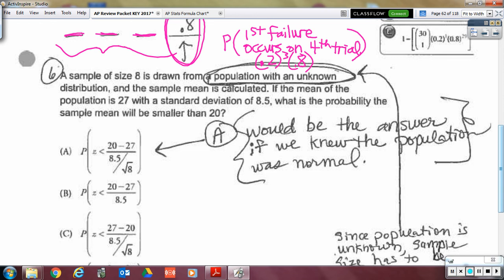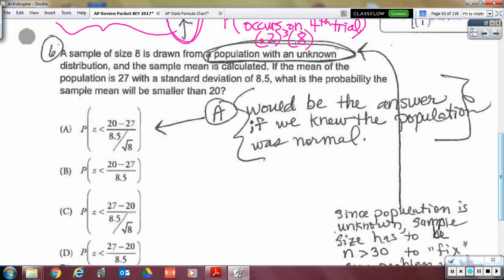So let's take a look at what's going on. A sample size of 8. Be aware that this is too small a sample size to be able to say that the sampling distribution is normally distributed, especially since they explicitly stated that the population shape is unknown. So that's your warning right there.